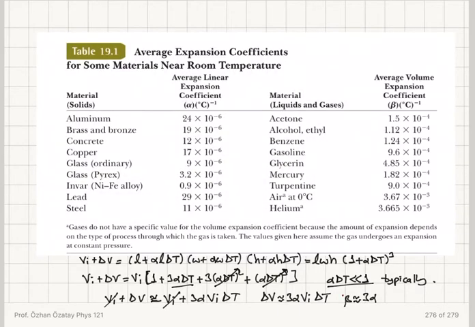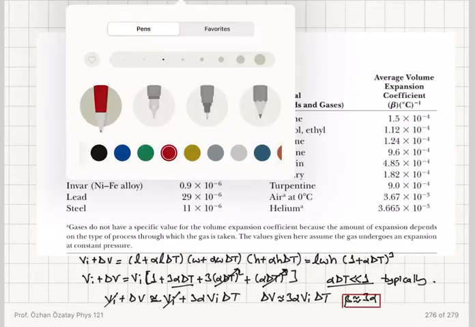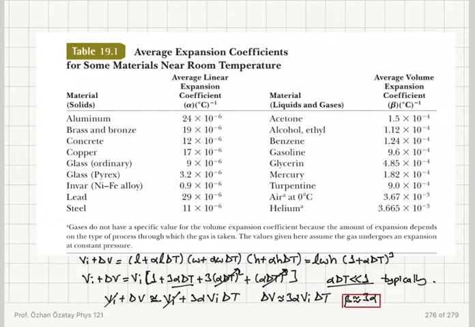And the same argument applies if this is a two-dimensional object. I will find that the average coefficient of areal expansion will be 2 alpha. So similarly, I will find for a change in area in a two-dimensional object, 2 alpha initial area times delta T. So the same argument will apply.